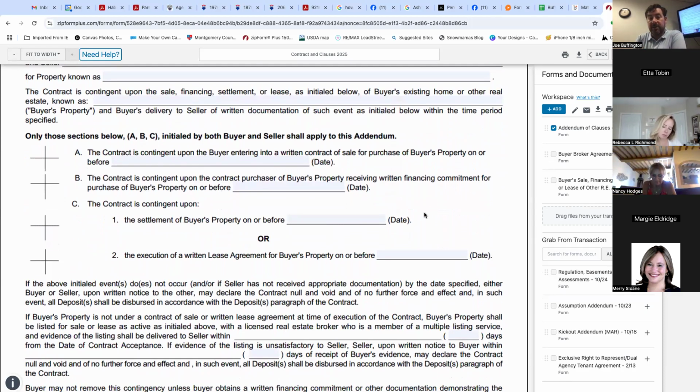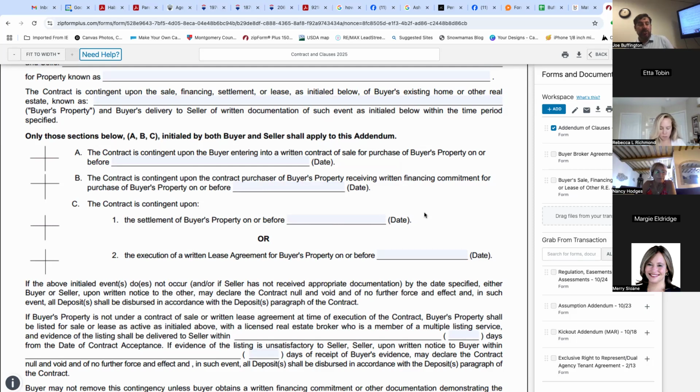It can be contingent on the buyer waiving or receiving a loan commitment, and it can be contingent on settlement. In most cases, you're going to need C, right? Because you typically need it contingent on settlement. You could put these other markers in here, but C is the most important one. C is really what you need to get to closing.